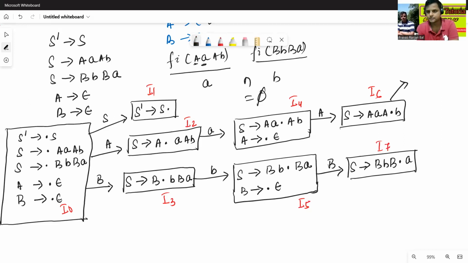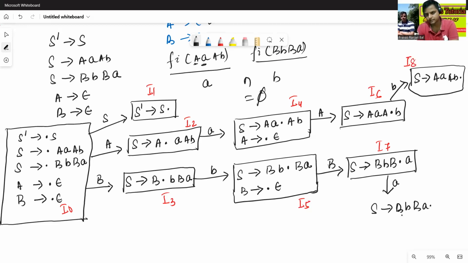Here it will scan small b, S to A A B dot. This is I8. This is S to B B B A dot. This is I9.